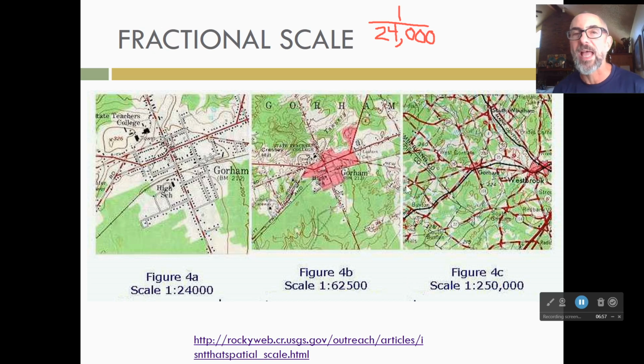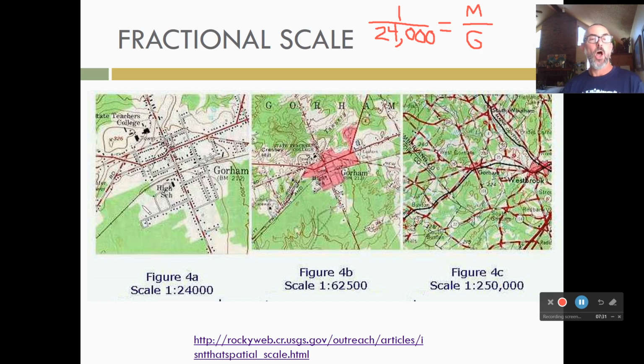But the way that you use that is consider this fraction to be the map distance divided by the ground distance. This means that one of any unit on the map is equivalent to 24,000 of those same units in real life. Or if the scale is 1 to 62,500, then one of any of those units is equivalent to 62,500 of those units in real life.